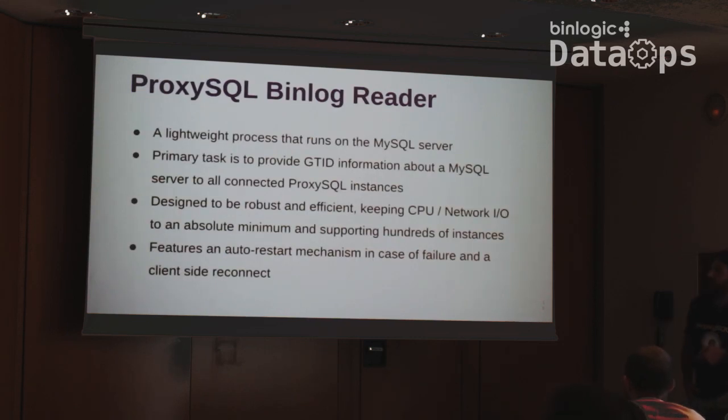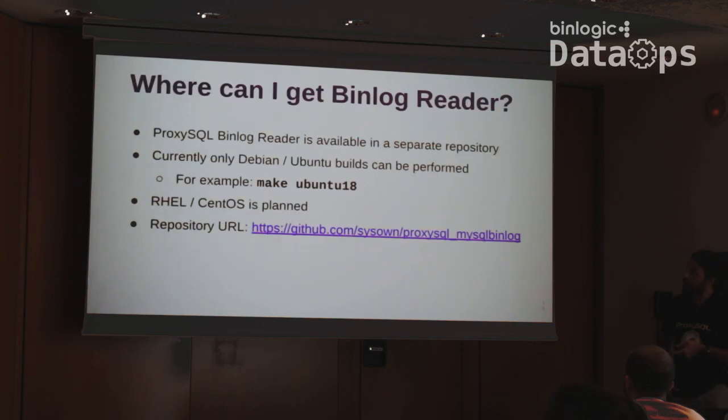Okay, so I was saying that it's extremely lightweight. It's also able to auto-restart, so it has the same restart features of ProxySQL. So if for whatever reason it's killed, we just restart. It is available on GitHub right now. This is the URL of the repository. Currently, from this repository itself, if you run make ubuntu18, it will automatically generate the package for Ubuntu 18. This is currently the only platform we are compiling it for, but nothing stops you from compiling also on CentOS or any other system.